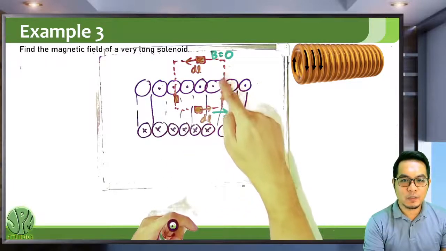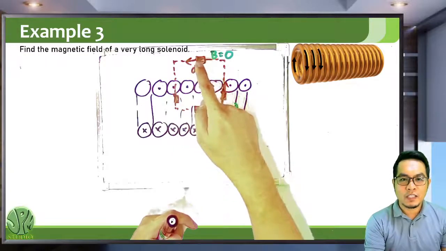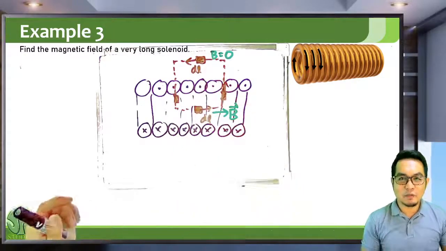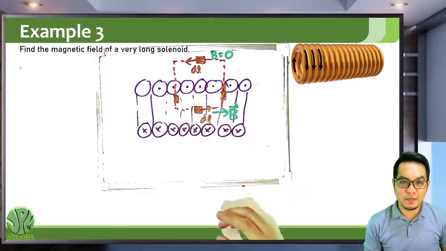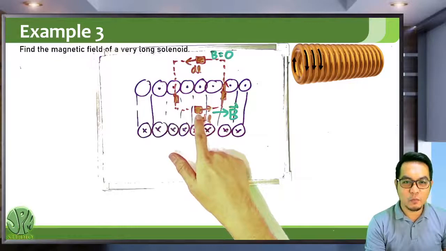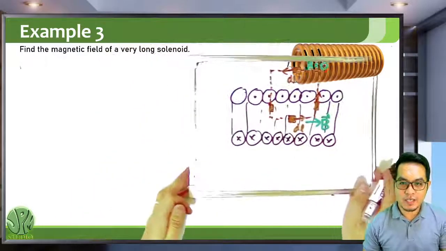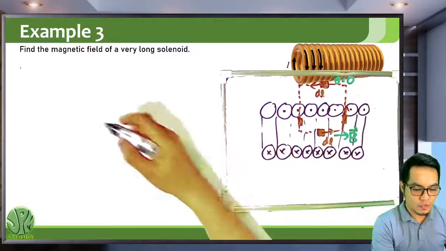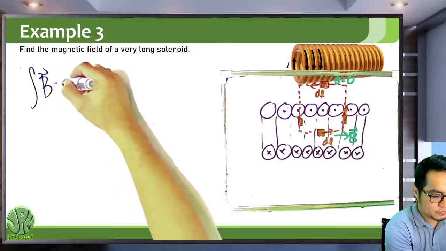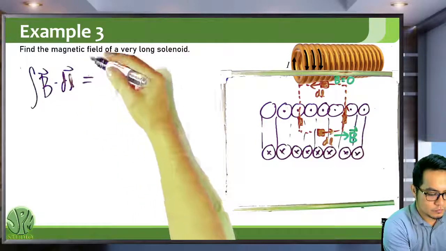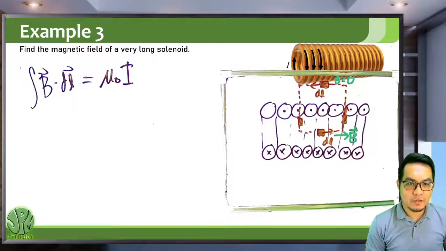So this is perpendicular, B dot dl of this is 0, B dot dl of this is 0. This dl, we can actually set this to be very, very far, say at infinity, such that the magnetic field there is 0, so that only this dl will contribute. So using this picture, our B dot dl, so mu naught I enclosed.